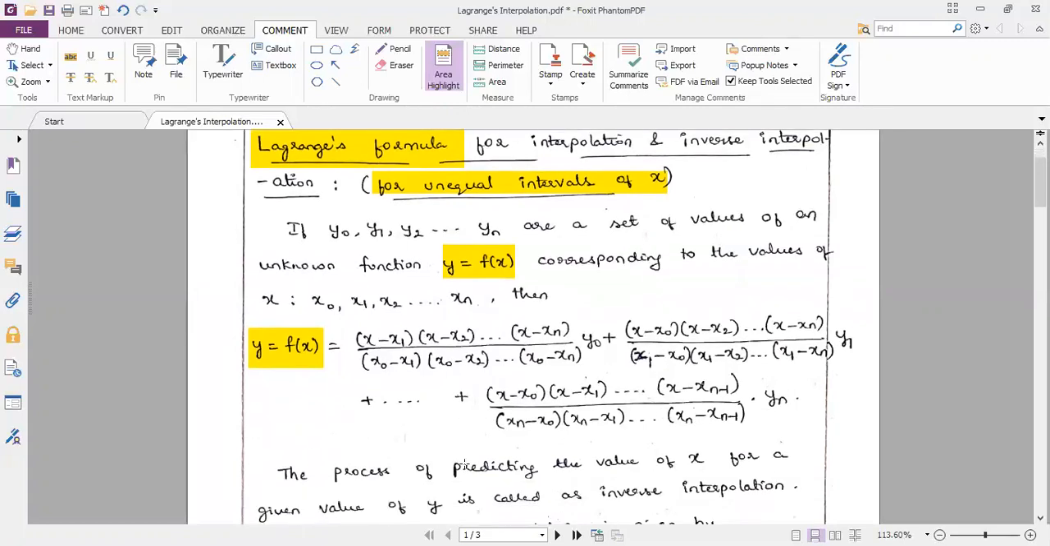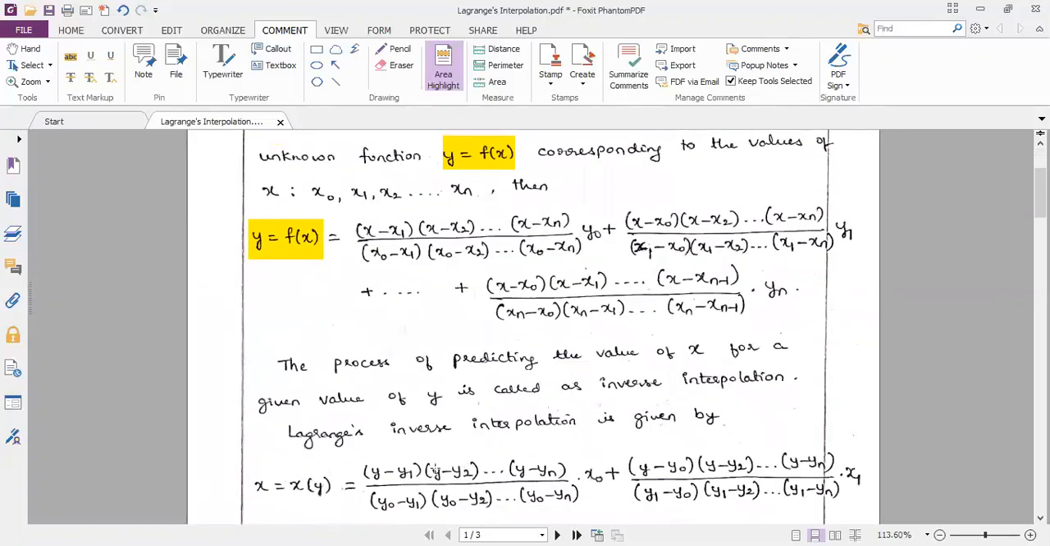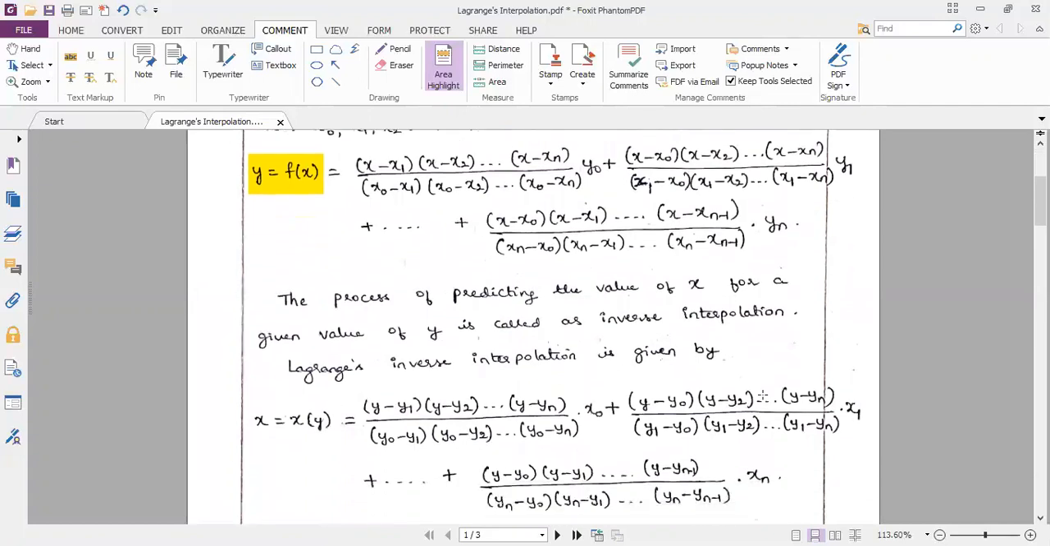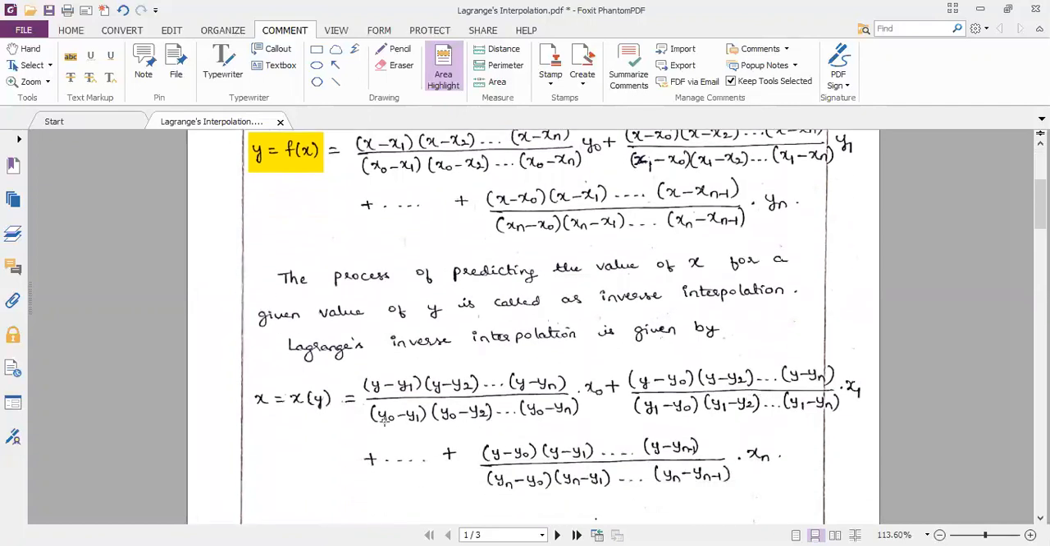The process of predicting the value of x for a given value of y is called inverse interpolation. So Lagrange's inverse interpolation is obtained by just replacing x by y in the above equation. If we replace x by y and y by x in the above formula for Lagrange's interpolation, we get the inverse Lagrange interpolation formula, which is as below.